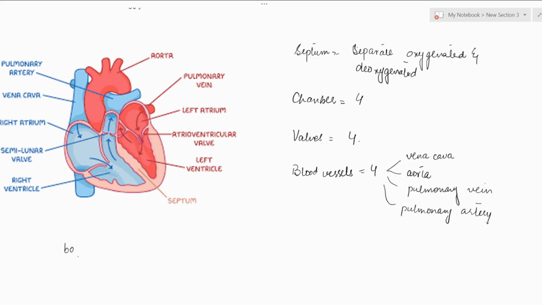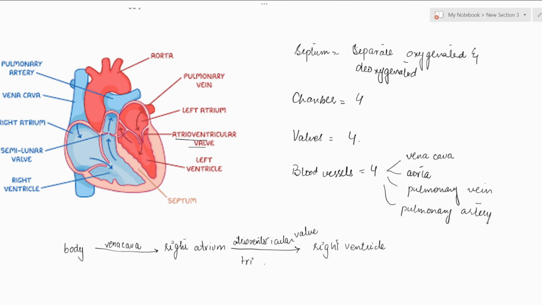Body. From body it enters to the right side first. Okay. So right atrium, which is above, through vena cava. Okay. From right atrium it enters right ventricle through a valve known as atrioventricular valve, where it's written here, atrioventricular valves. Atrioventricular valve, we also call as tricuspid valve.